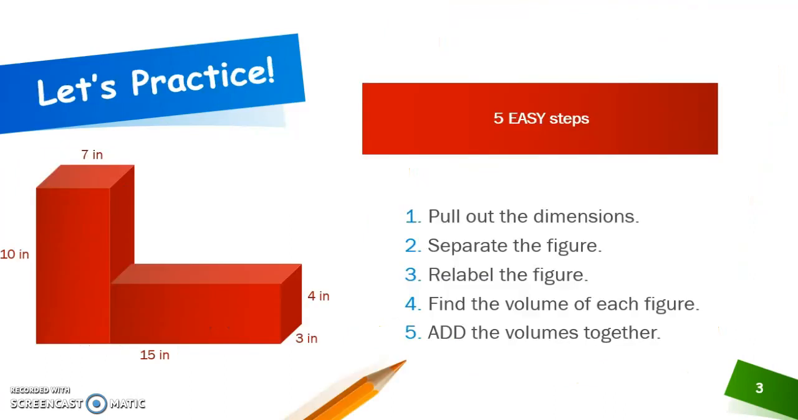Okay. So let's practice. I have a figure here that you can look at, and I've already labeled it. And I have the steps over here again to remind us. First step being pull out the dimensions. Step 2, separate the figure. Step 3, relabel the figure. Step 4, find the volume of each figure and add the volumes together. And then after that, you'll be done. Just looking at this figure right here, we can see that it's clearly 2 separate figures, which goes to step 2. And as we look at these figures more, we'll be able to separate them by the eye.